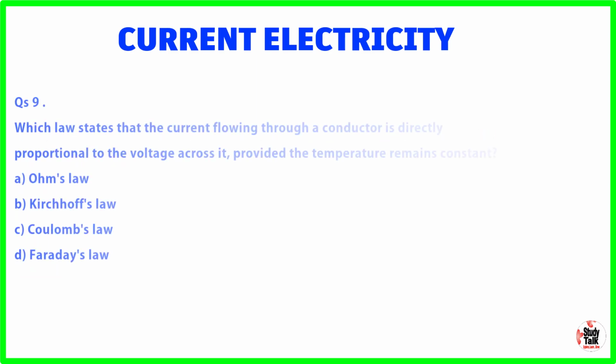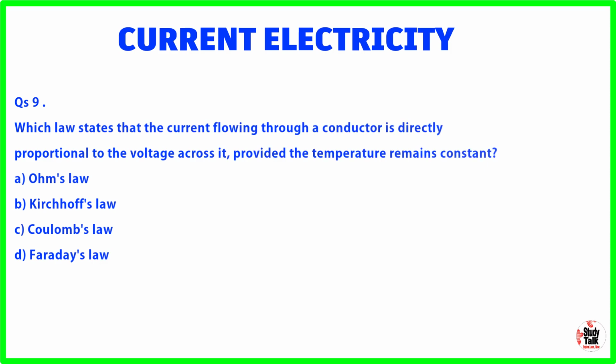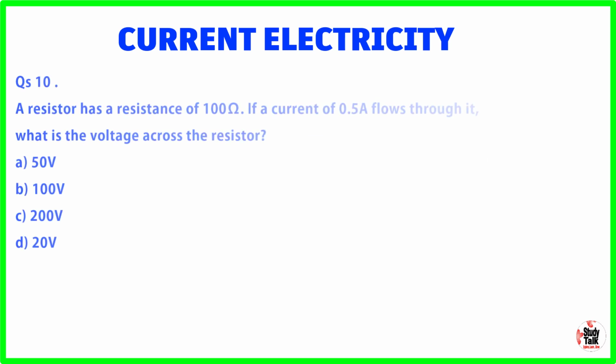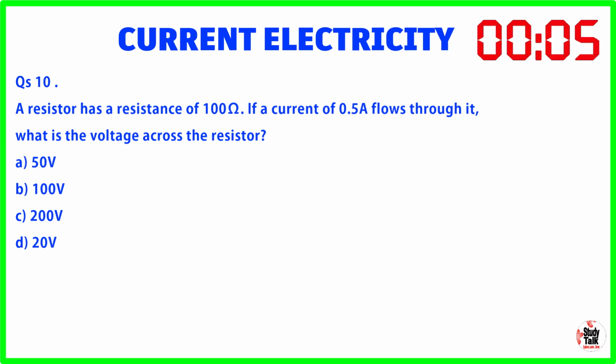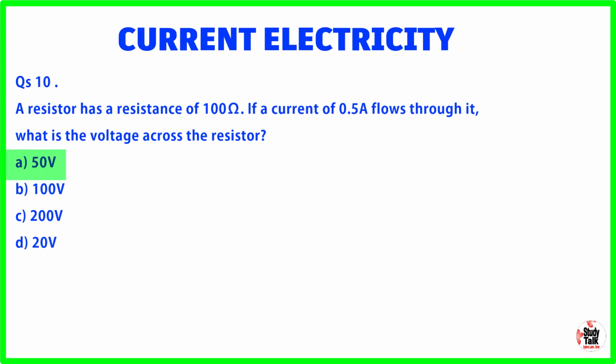Which law states that the current flowing through a conductor is directly proportional to the voltage across it provided the temperature remain constant? Ohm's law. A resistor has a resistance of 100 ohms. If a current of 0.5 ampere flows through it, what is the voltage across the resistor? 50 volt.